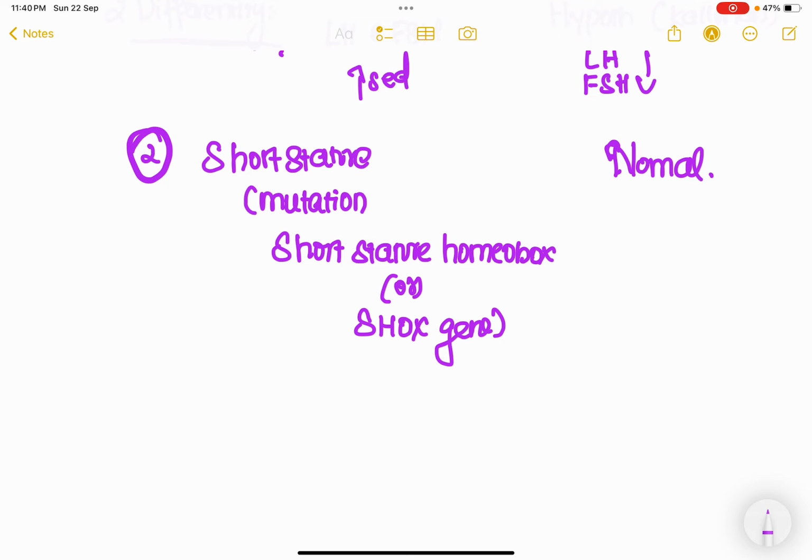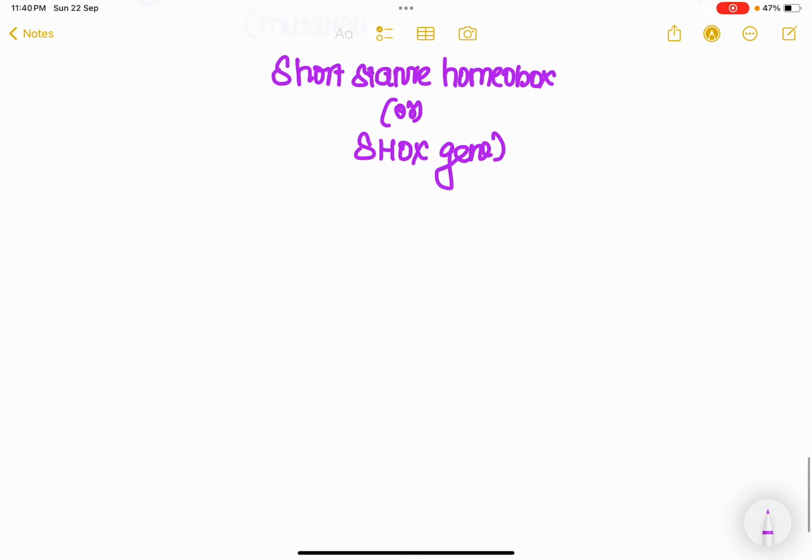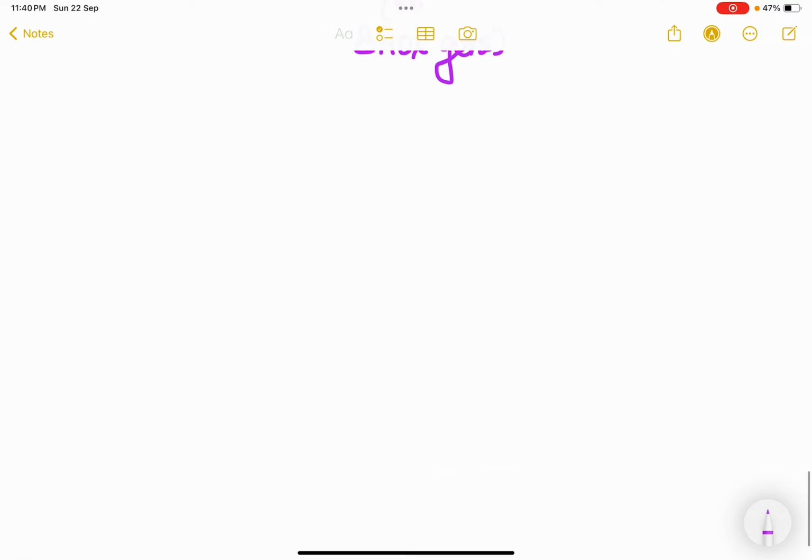What is the same factor in both Turner syndrome and Kallmann syndrome? As the estrogen is going to be decreased, the uterus is going to be a hypoplastic uterus. Okay, clear? Yes, okay. Now, what are the features of Turner syndrome? There are certain typical features of Turner syndrome. Is that clear?